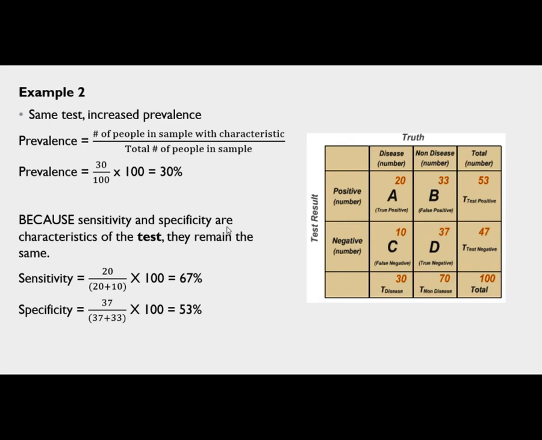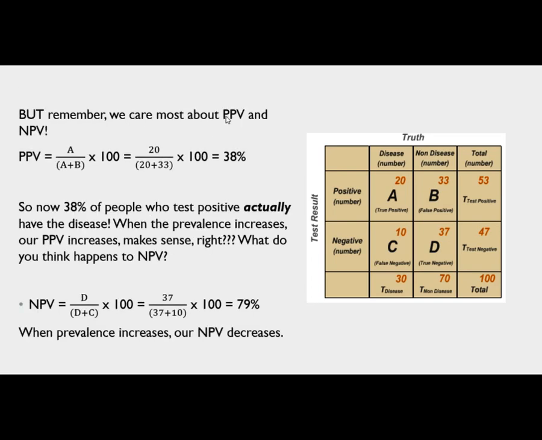Let's look at another example. Same test, but we increase the prevalence. All right, so the prevalence now has gone from 15%, we doubled it to 30%. Because sensitivity and specificity are characteristics of the test, they're the same. All right, so we still have 67% sensitivity and 53% specificity. We want these to be much higher for a better test, but sadly, that's not what we have. So we care about the PPV and the NPV, so the positive predictive value is A over A plus B, so 20 over 53, multiplied by 100, is 38%. So now 38% of the people who test positive actually have the disease.